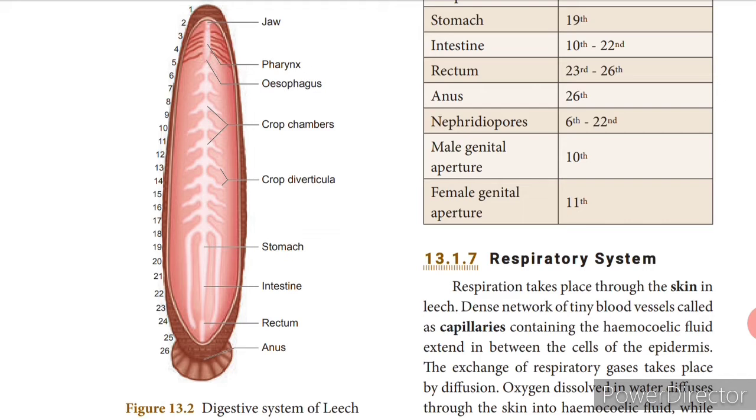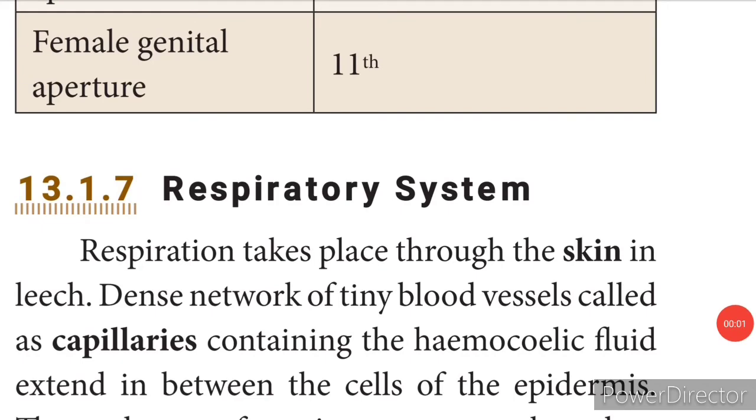bite. Blood then passes through the crop, then into the stomach. In the stomach, digestion takes place by the action of proteolytic enzymes. The digested food is absorbed by the intestine and the undigested food is stored in the rectum, then excreted through the anus. Next is the respiratory system.